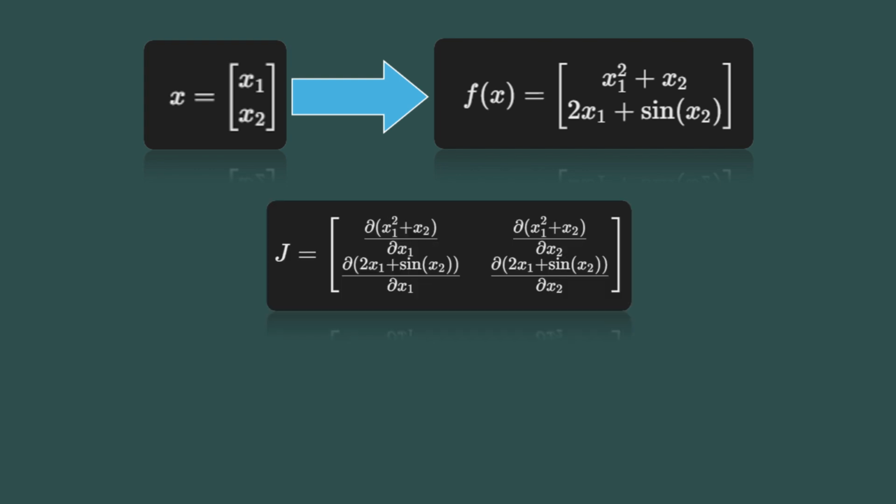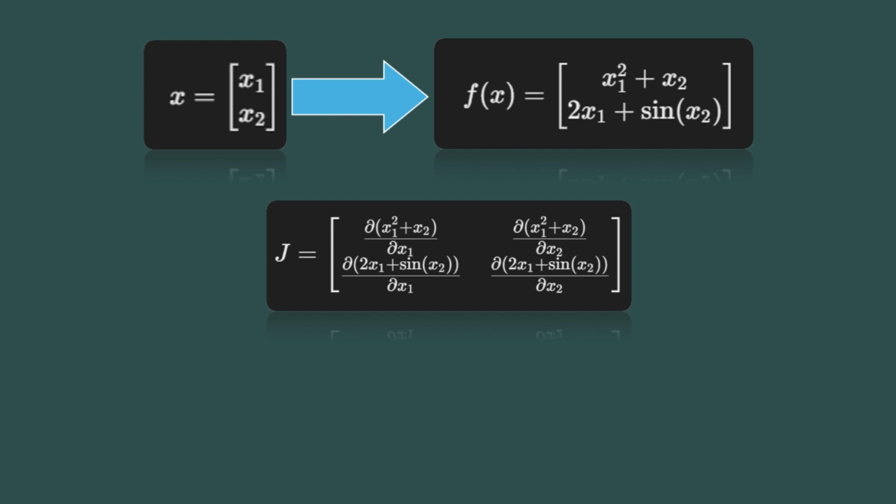To compute the Jacobian of this function, we organize all the partial derivatives into a matrix. Each entry in this matrix shows how one output changes with respect to one input. This matrix helps us understand how small changes in the inputs affect the outputs. The Jacobian matrix for this function is a 2 by 2 matrix.